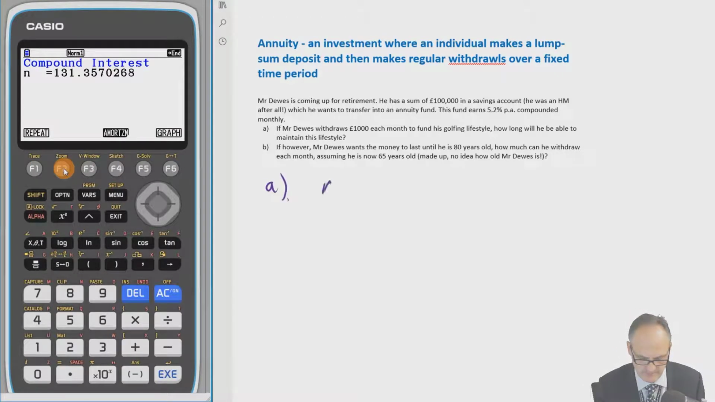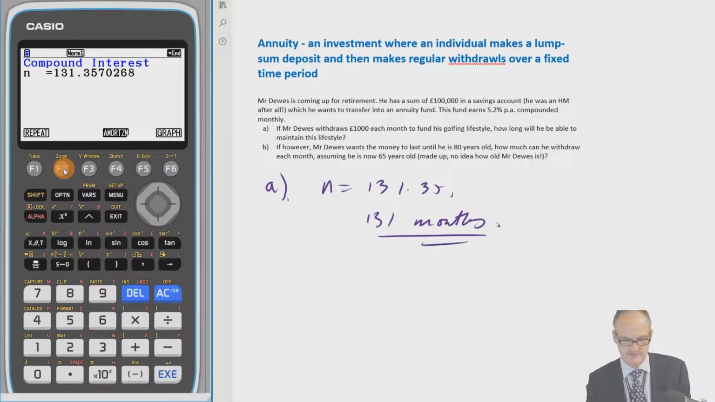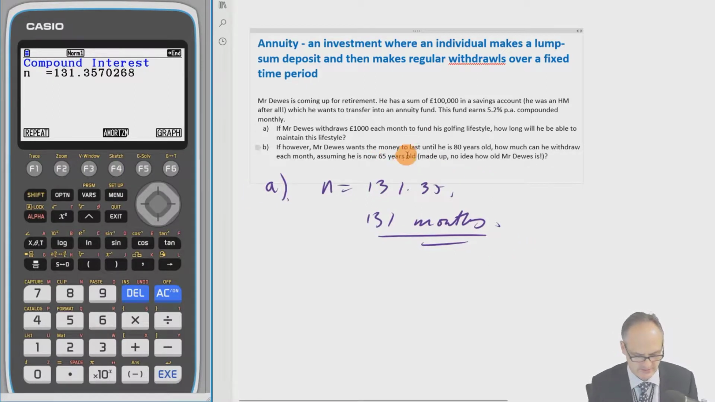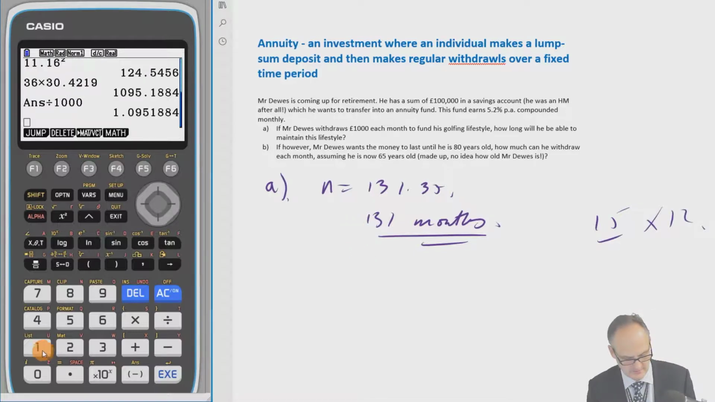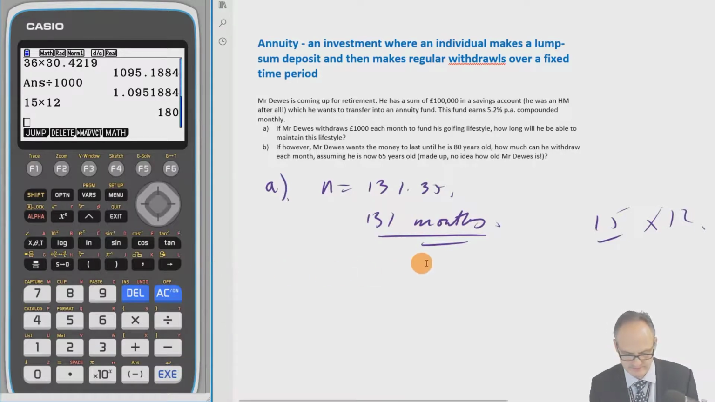So it's N equals 131.357. So therefore he'll be able to do it for 131 months. Okay. Now, if he wants his money to last up to when he's 80 years old, assuming he is now 65 years old, he's not that old yet. Okay, one day when you watch this video, he will be, but he's not 65 yet. So we've got from 65 to 80, so that's 15. We need to do 15 times 12. 15 times 12, there you go. We don't want to make any mistakes on video, so you get 180.